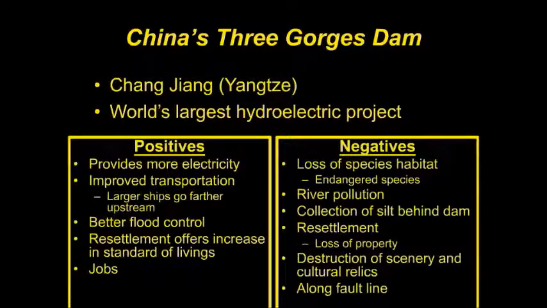However, some key negatives. Like we just mentioned, there was some loss of species habitat, so we have some endangered species that have popped up because of this. Further, the river pollution that has collected behind that dam, along with the silt, means there's a lot of having to remove that silt. It has become quite burdensome. Further, the resettlement: removing people from where they've lived their entire life, loss of property, can be seen as a negative.